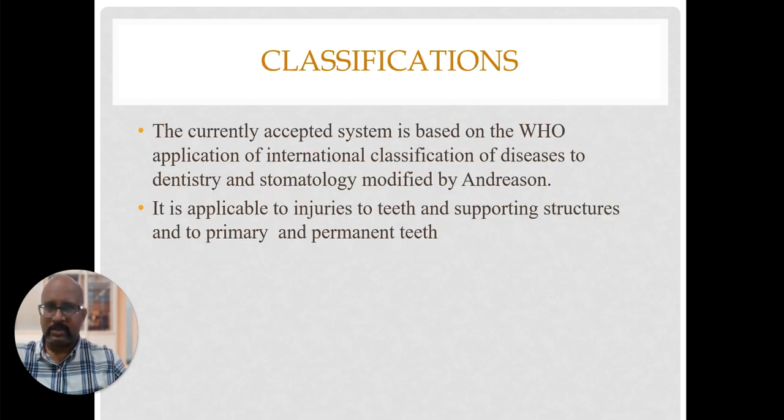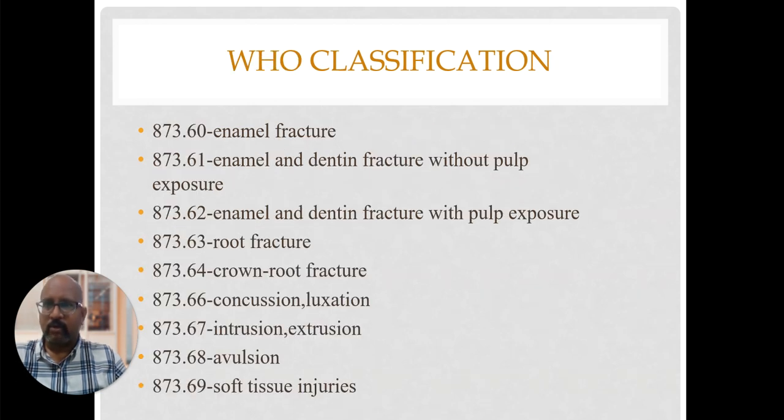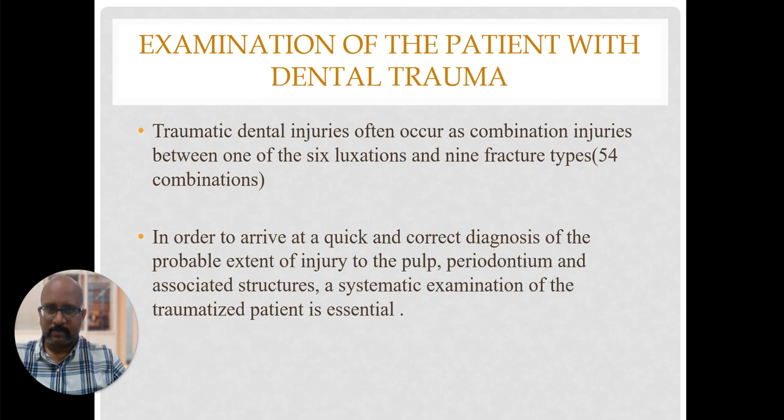And there is one more classification, which is the WHO classification, which gives a code like 873 for dental tissue. We have 60 for enamel, 61 for dentin fractures without pulp. Like that, we have a number for each and every tissue.